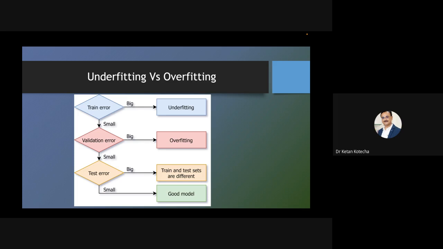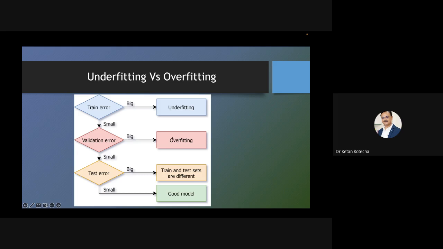So if you are using, let's say, a simple model like a decision tree, which is prone to this, you need to go for, let's say, a support vector machine, or maybe a neural network, or maybe a random forest. So you can change the model. But if the training error is really small, then you go to the next step and do the validation. I have told you what validation is. Once you are doing validation and the validation error is big, it means there is overfitting.